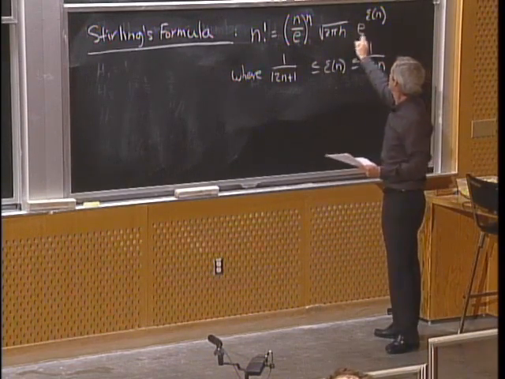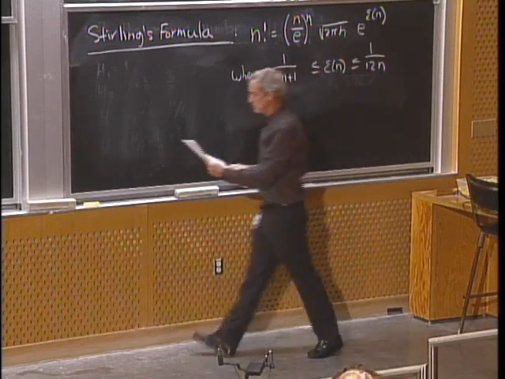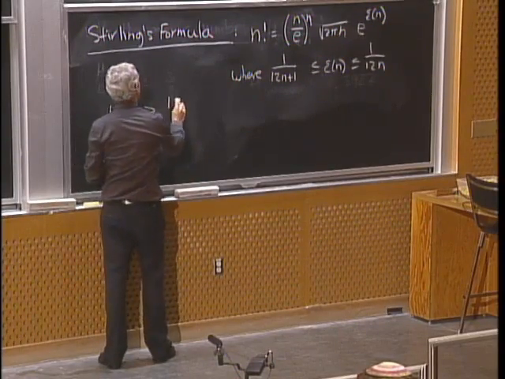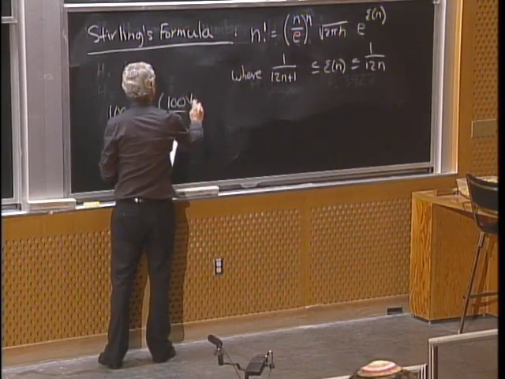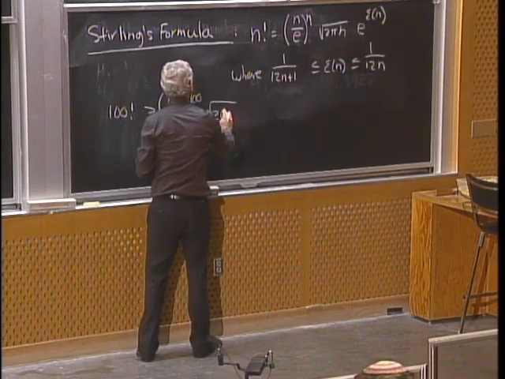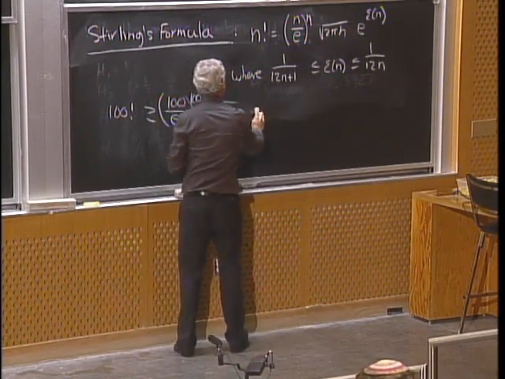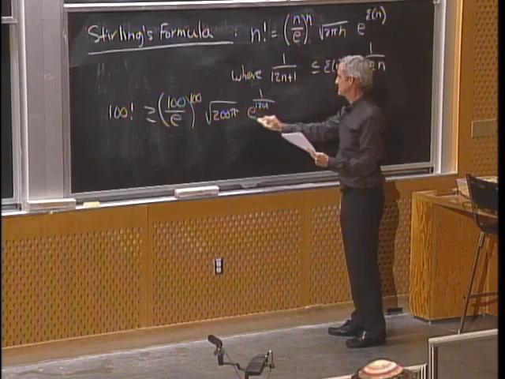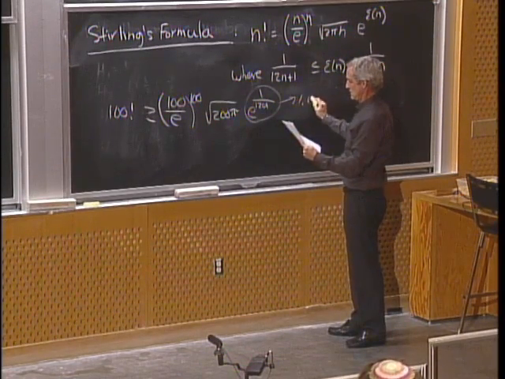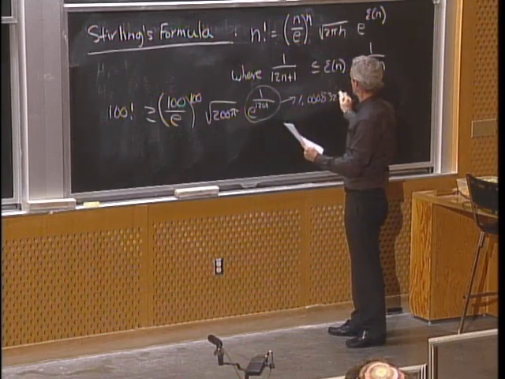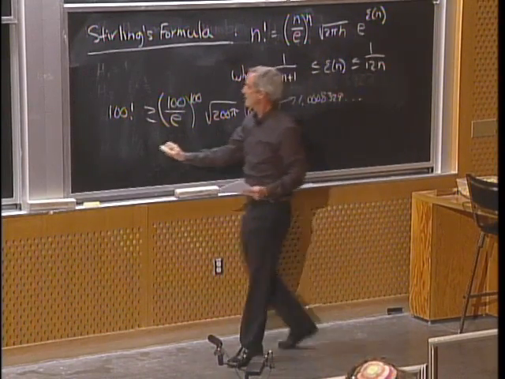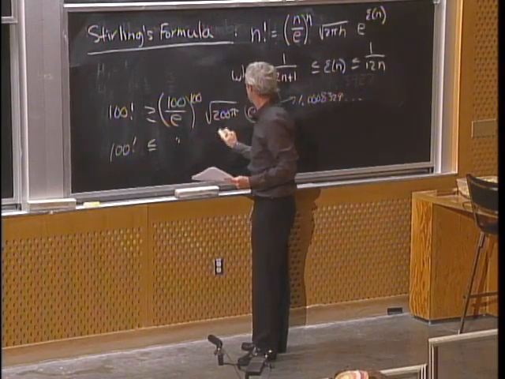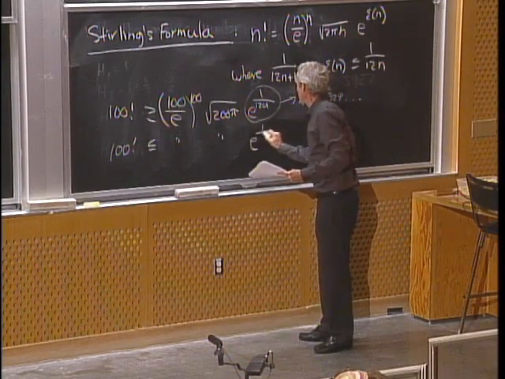Now, these bounds you get here are very tight. For example, 100 factorial is at least (100 over e) to the 100 times the square root of 200 pi times e to the 1 over 1201. This thing is just really tiny. This thing here is 1.000832 9 and something. And 100 factorial is upper bounded by the same thing, only here it's e to the 1 over 1200.